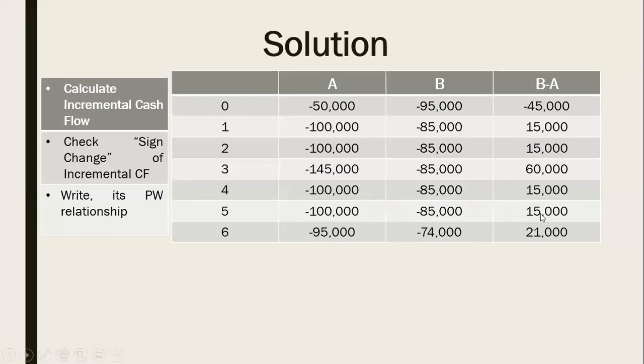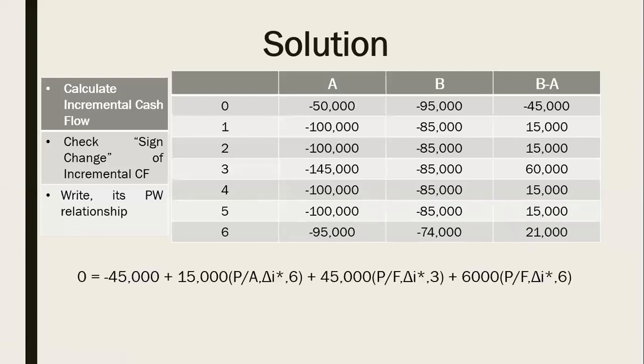Once we have incremental cash flows, now we can set up the equation that would be minus 45,000 plus 15,000 P over A factor for incremental rate of return and 6 years. Then 60,000 minus 15,000, 45,000 remaining at the end of third year. That will be converted to time 0 by using P over F factor for 3 years. And here 6,000 will be remaining at 6 years, that is the difference between 21,000 and 15,000, with P over F factor for incremental rate of return and 6 years.